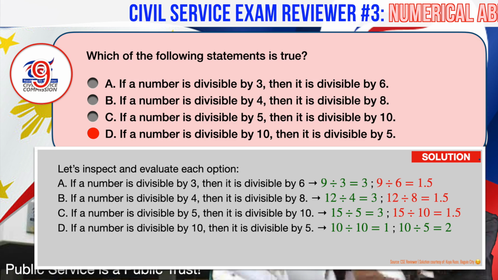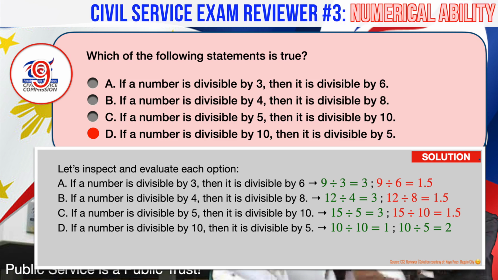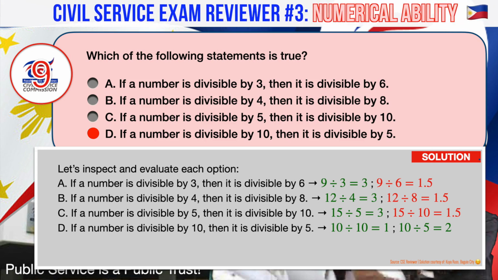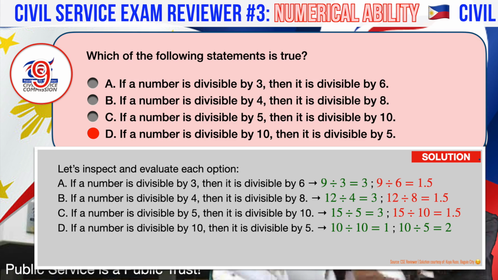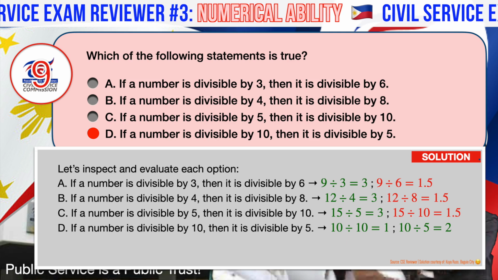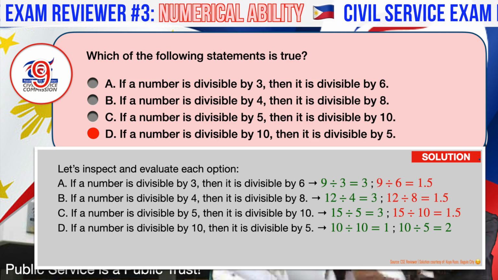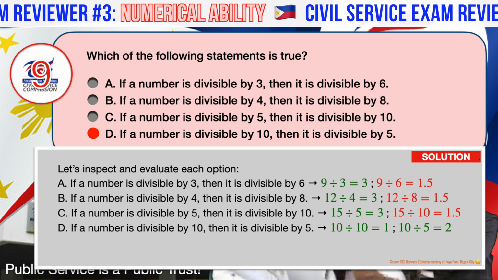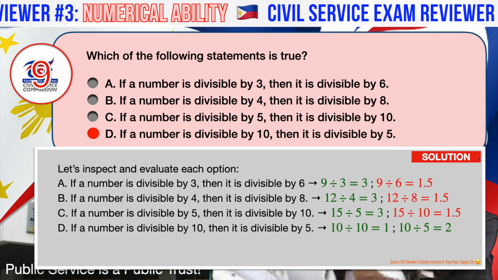Answer choice C. If a number is divisible by 5, then it is divisible by 10. Let's use 15. 15 is divisible by 5 but not by 10. Therefore, C is likewise not true. So we're left with answer choice D. If a number is divisible by 10, then it is divisible by 5.